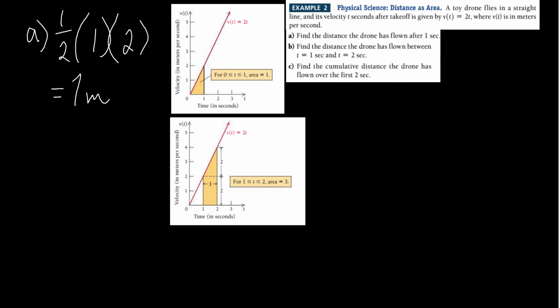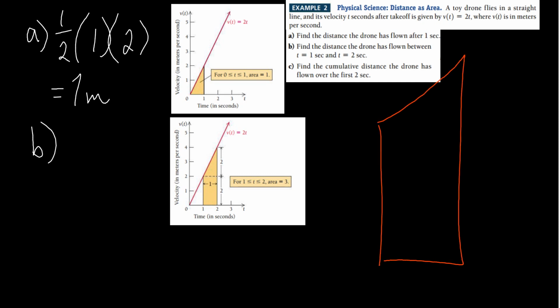Okay. Now we're going to have to get a little clever with b, and of course you can obviously see what we're trying to do here. We want to find the distance the drone has flown between 1 second and 2 seconds. So we're now looking at this particular shaded region. Well, this shape that we see is this, more or less. And the thing is, we don't have a nice, pretty formula for the area of whatever that shape is.